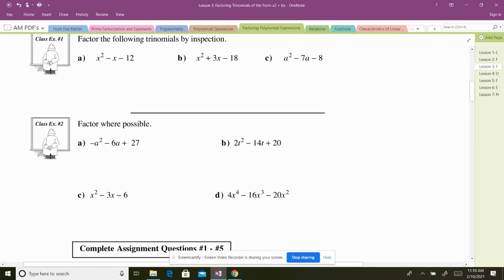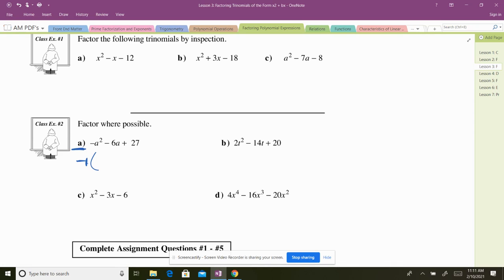So we're going to go to the bottom of the page. We're going to look at A here. What if you have a negative number in front of the first term? Do we like negatives? We don't hate them, but we'd prefer not to have them. So what we're going to do is we're going to take out a -1. The -1 is going to be pulled out. When you pull out a negative, whatever number you pull out, you divide by it.